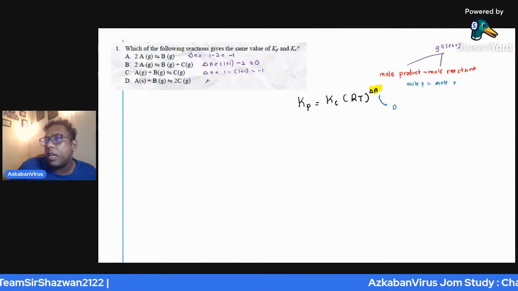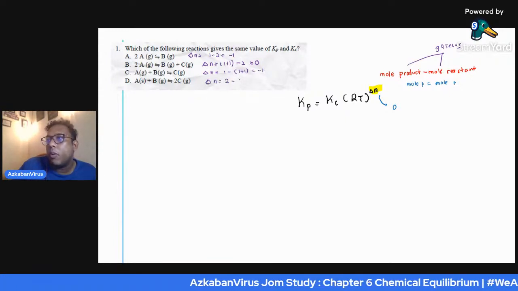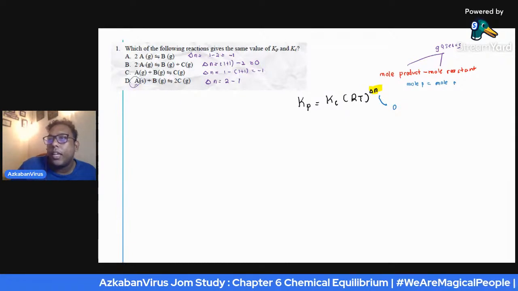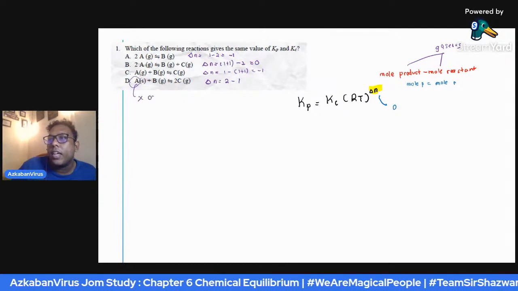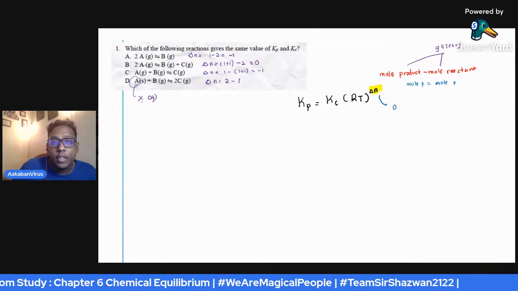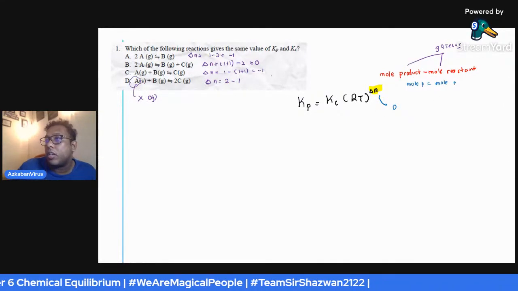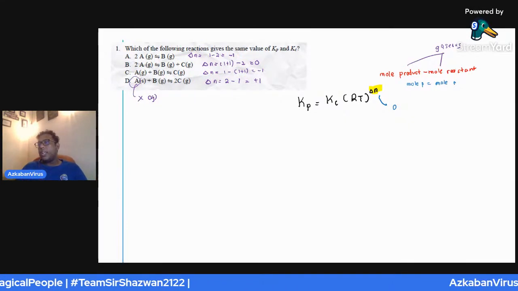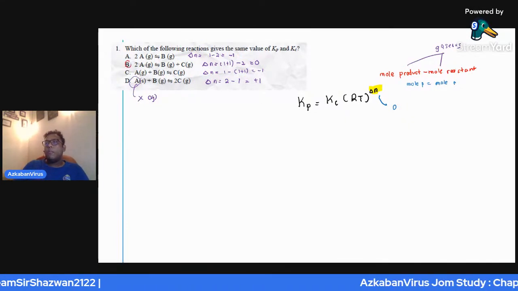And D pula, delta N is equal to 2 minus 1. Kenapa tak ambil ini? Sebab ini dia bukannya gas. It is not gas. Okay, dia mestilah spesies yang gas. So this is equal to positive 1. So dekat sini jawapan yang kita nak, yang betul adalah B.